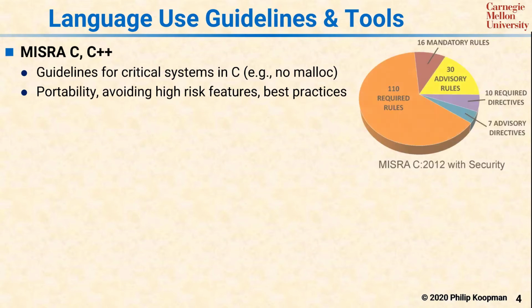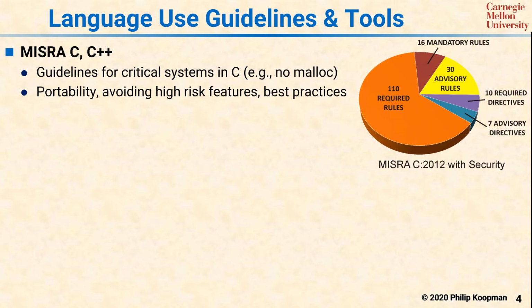As this figure shows, the 2012 version of MISRA C, with its security rule addendum, includes well over 100 rules, some of which are advisory, meaning they're nice to have, some of which are required, meaning that you need to do them but you can deviate if need be, and some of which are mandatory, which means you have to do them. Additionally, there are 17 directives that are generally not suitable for automated checking, but which are either advisory or required as well.